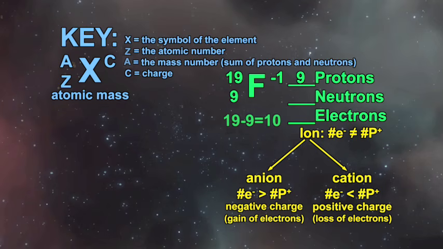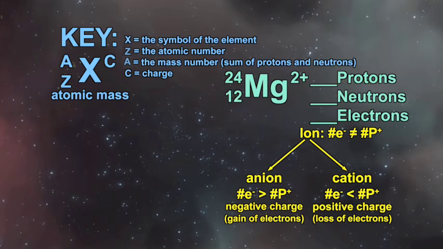The number of neutrons is calculated from subtracting the number of protons from the mass number, which gives 10 neutrons. The negative 1 charge indicates there is 1 extra electron when compared to the number of protons. Thus, there are 10 electrons. Here, the atomic number of 12 is given for the magnesium-24 cation. Thus, there are 12 protons.